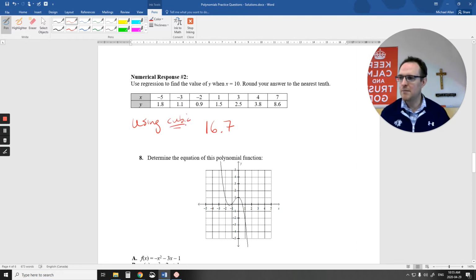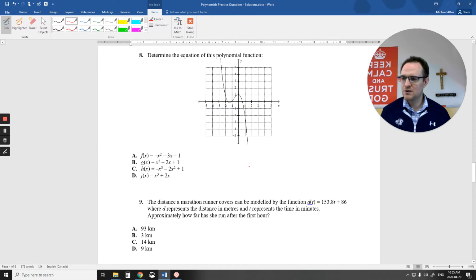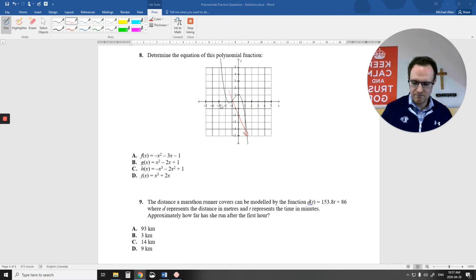I just seem to have a better regression. Determine the equation of this one. So this one here, you can actually do this one without graphing it. It's an odd graph. Yeah, so we can figure out what this graph is just by analyzing what it is.